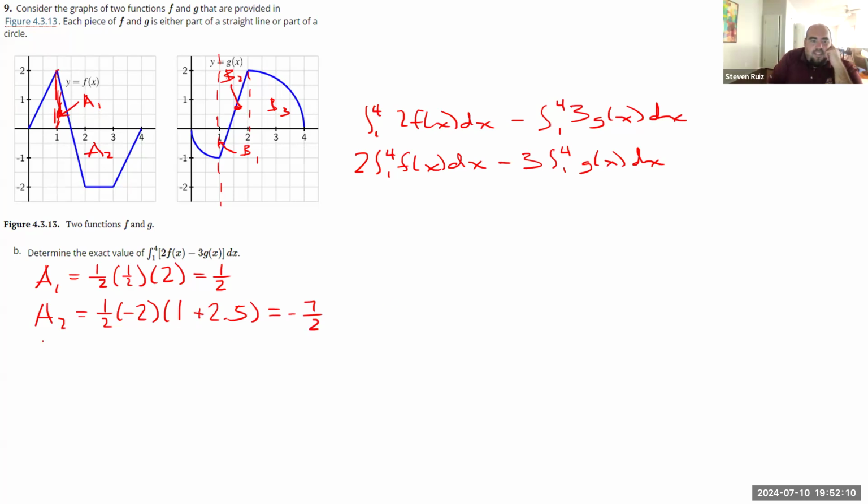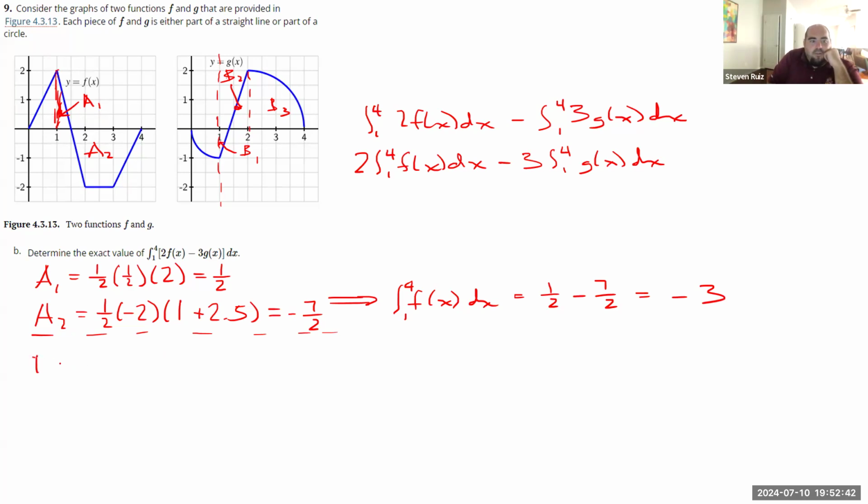So if I take these things together, what does that mean? This right here means that the integral of f of x dx from 1 to 4 is 1/2 minus 7/2, or -3. So now let's do a similar set of calculations to find the value of that integral associated with function g.